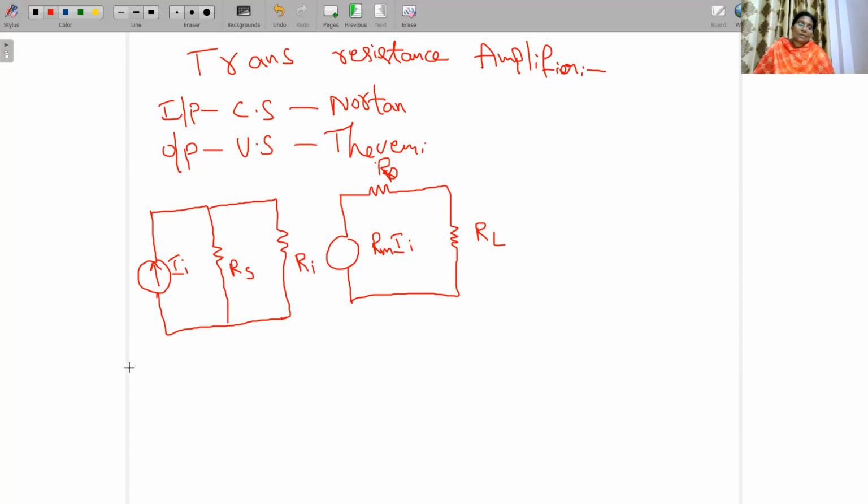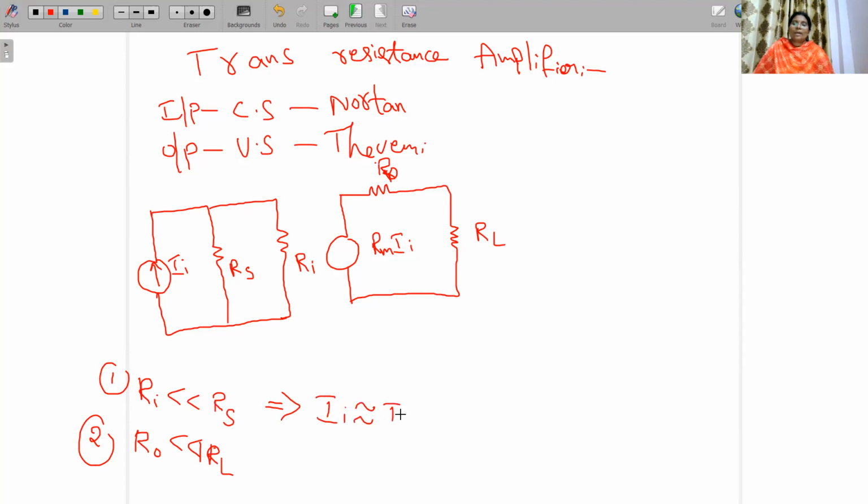Now tell me the conditions. Ri is far less than Rs, and the second condition is R naught is far less than RL. If Ri is far less than Rs, then IA is approximately equal to Is.